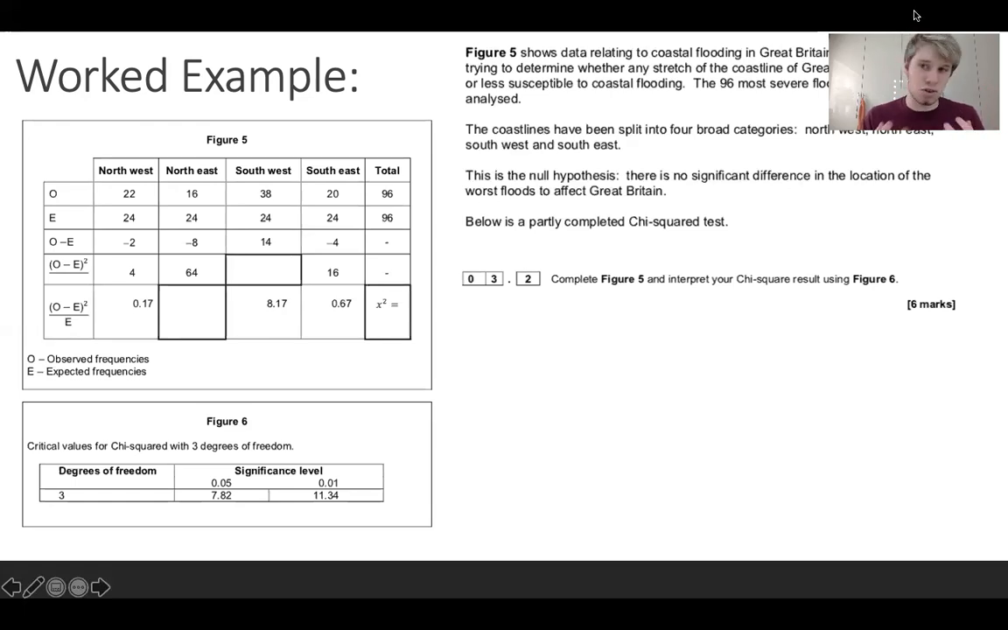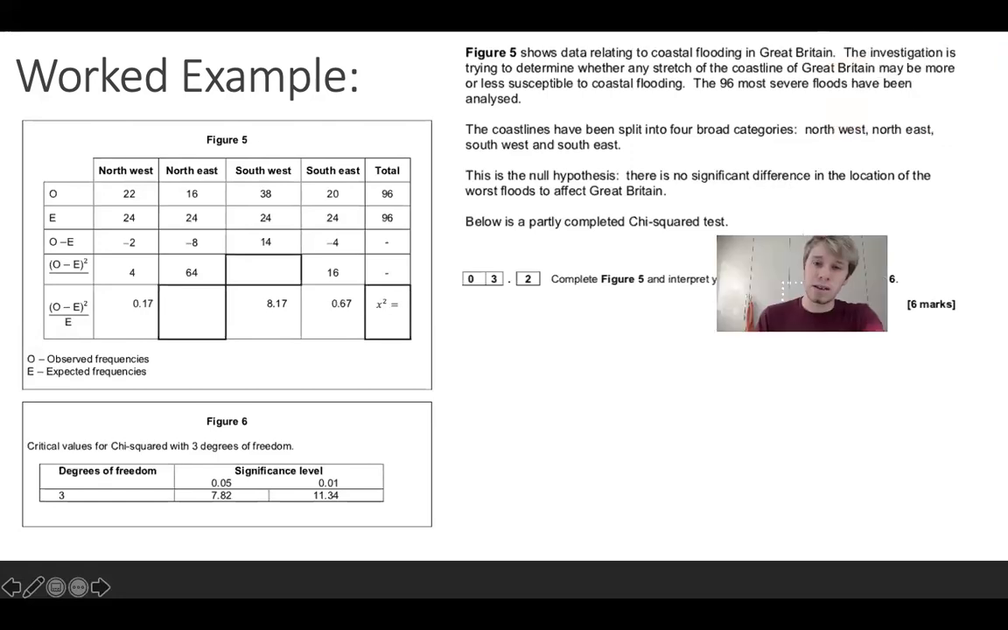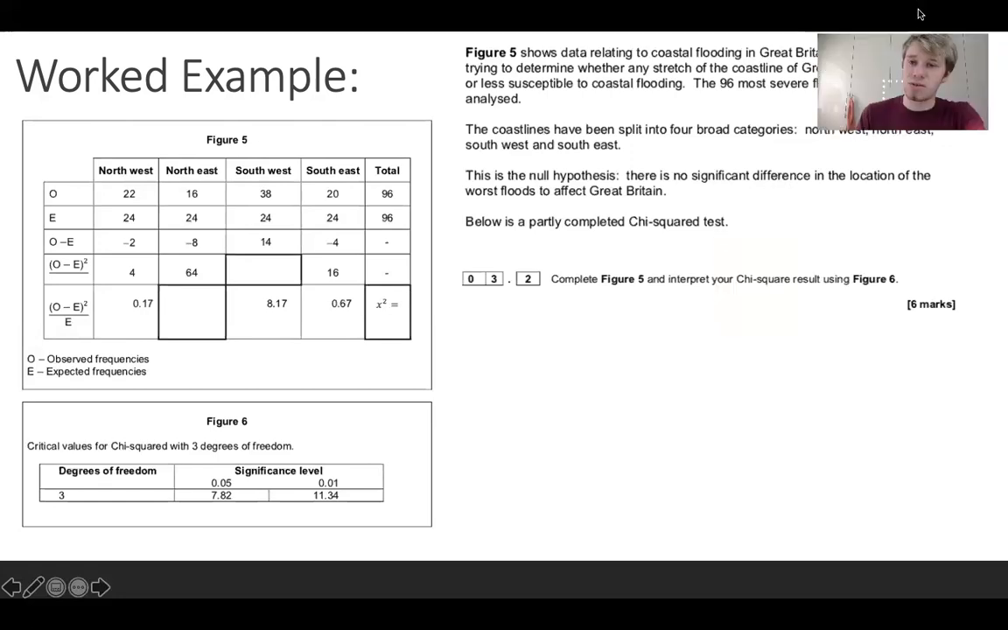Now, if you've studied coast, I know that's unlikely. You actually know that the Holderness coast is eroding a lot more than some of the Welsh coastlines, so immediately knowing that is not going to be the case, that it's equal. The coastline has been split into 4 broad categories: northwest, northeast, southwest and southeast. And the null hypothesis that they have stated, so already you've got the null, is that there is no significant difference in the location of the floods to affect Great Britain.